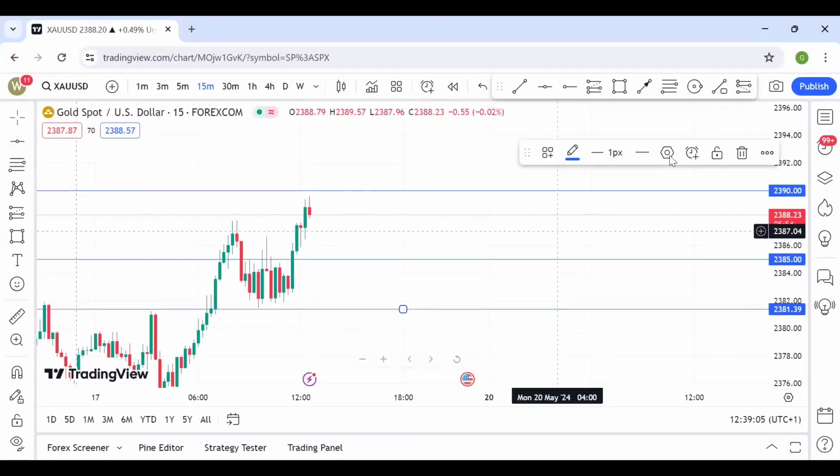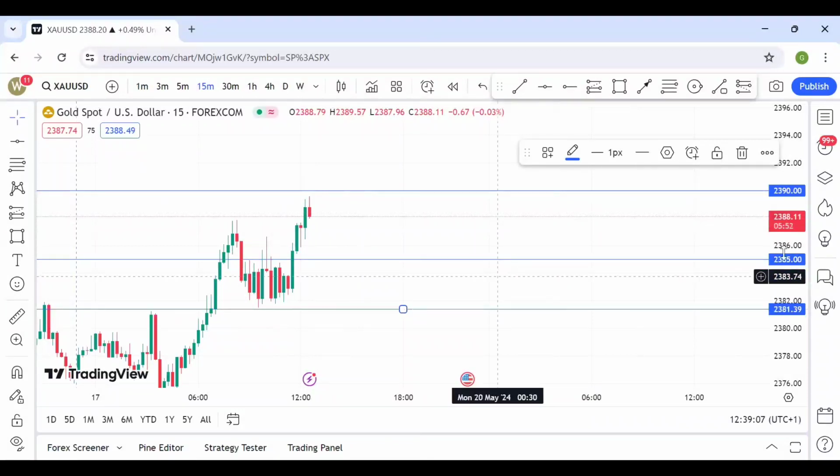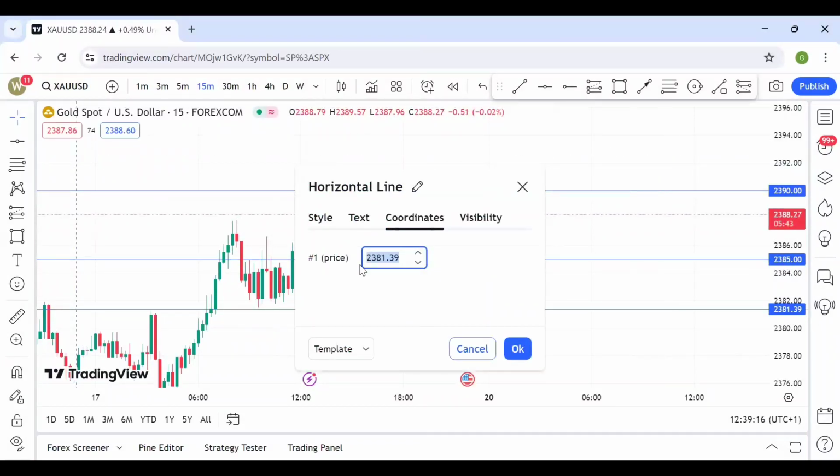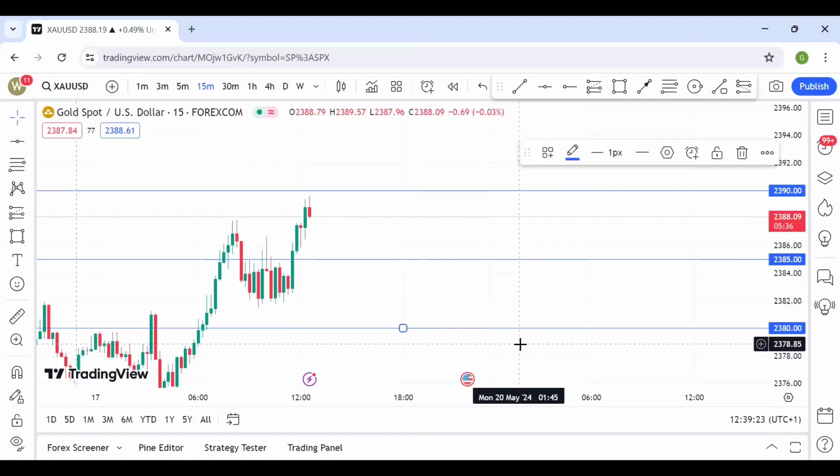Okay, so you come to settings. The nearest one number below 2385 is what? 2380. So you come to the settings icon, you click on it, 2380.00. Click on OK.